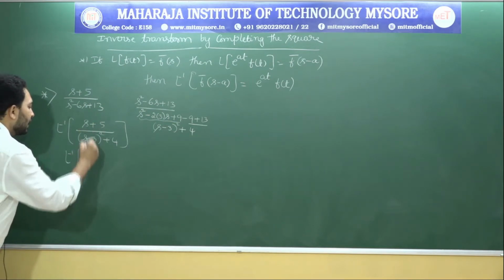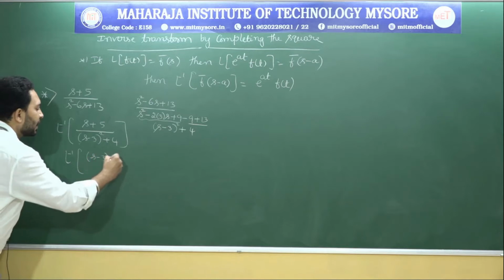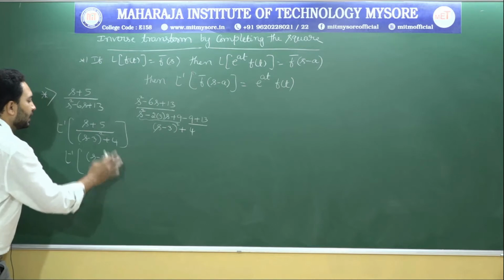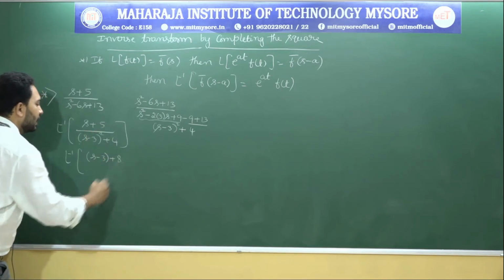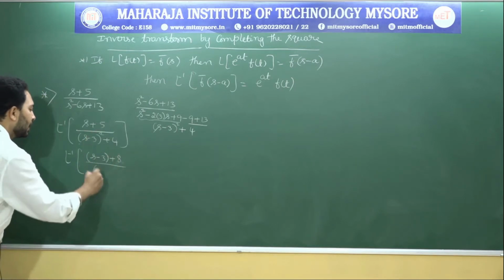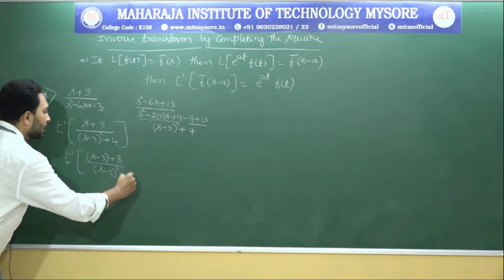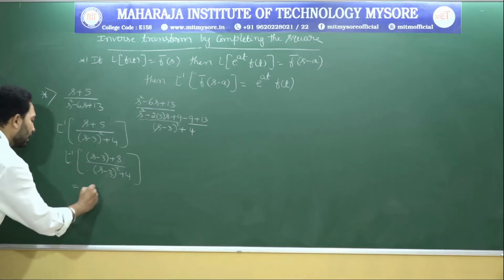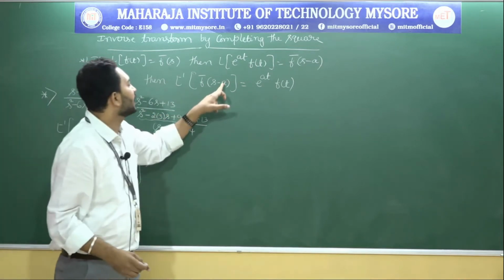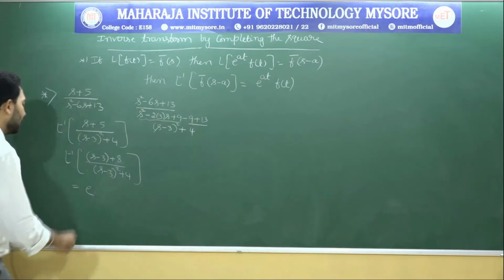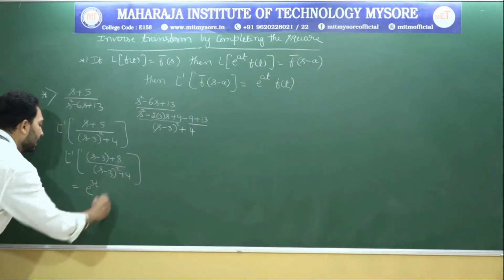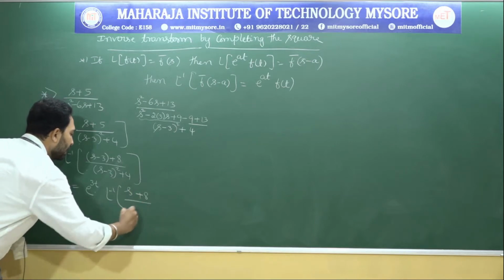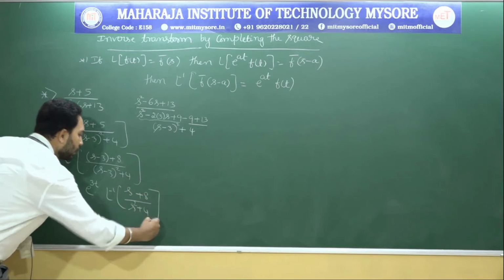in the place of s we need s minus 3, so add and subtract 3: s minus 3 plus 3. If I take plus 3, then plus 3 plus 5 is 8, divided by (s minus 3) whole square plus 4. So take s minus 3 outside now. By using L inverse of f bar of s minus a, I can write that as e power at, it is e power 3t. Then we will remain with L inverse of (s plus 8) divided by (s square plus 4).